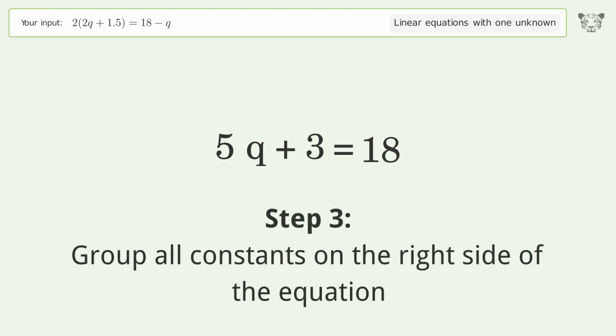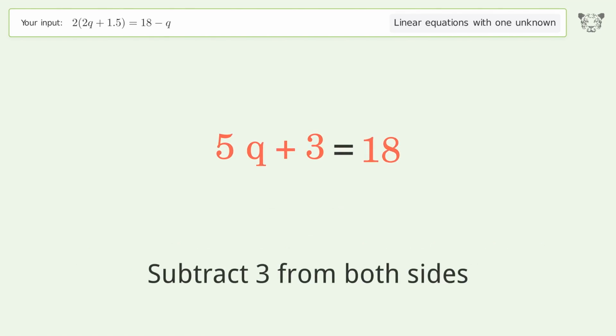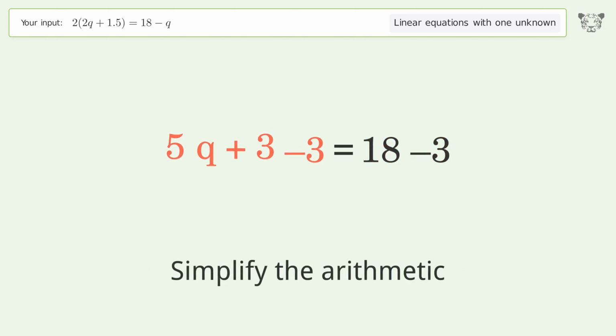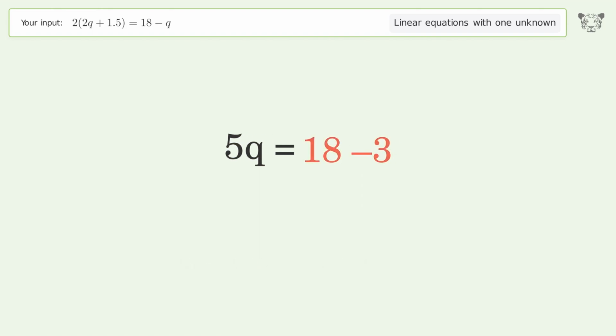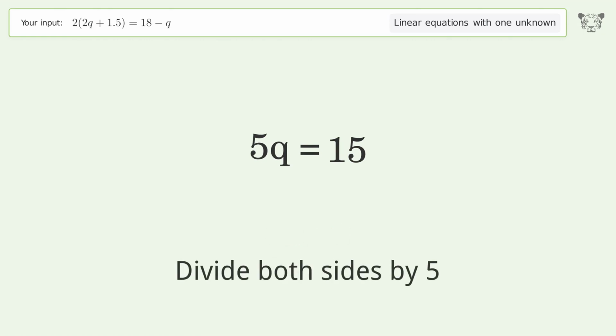Group all constants on the right side of the equation. Subtract 3 from both sides. Simplify the arithmetic. Isolate the q. Divide both sides by 5.